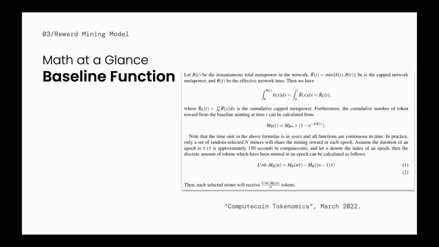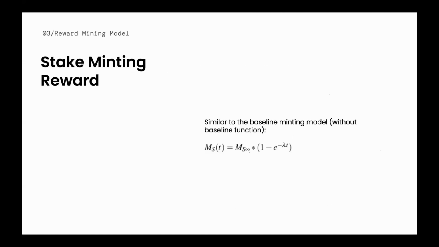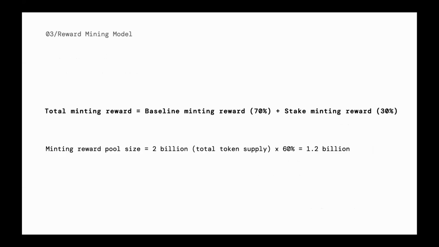So what you need to take away is as long as you see the baseline function here, and this is our projection, and I think that's good enough. Okay. And for the stake minting reward, remember, 30% of the total reward pool goes to stake minting reward. So why do we want to design this?